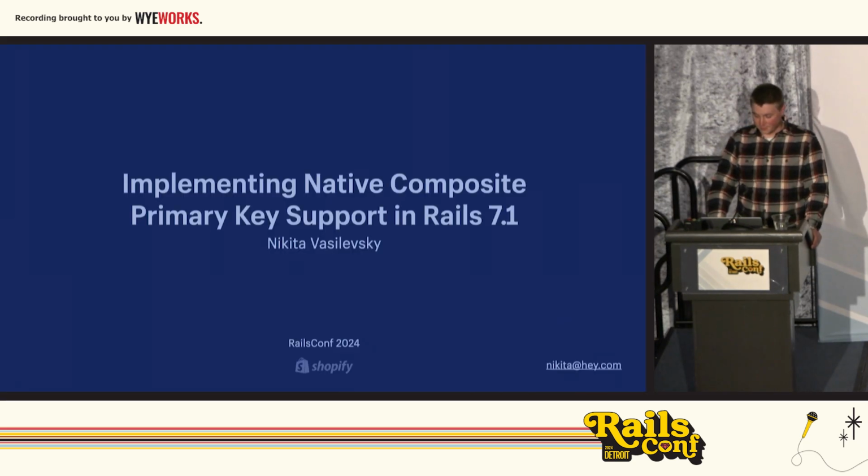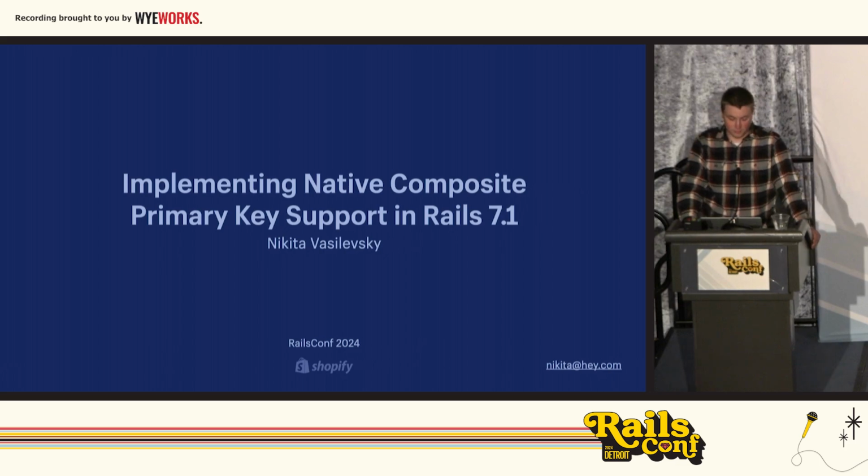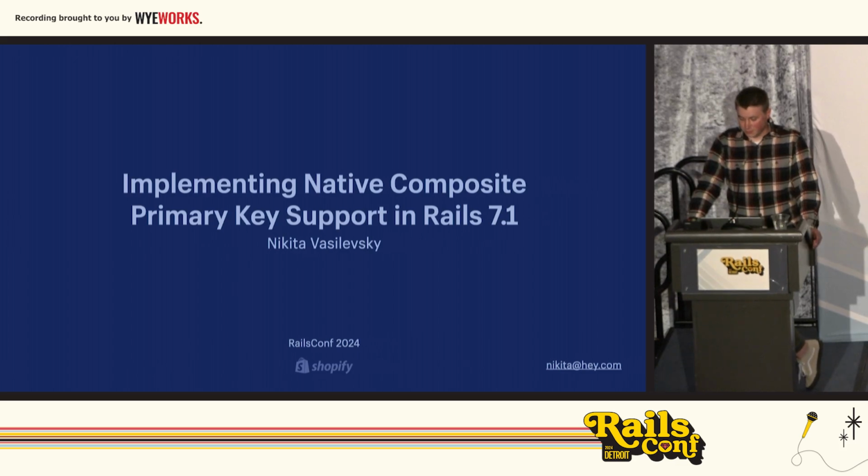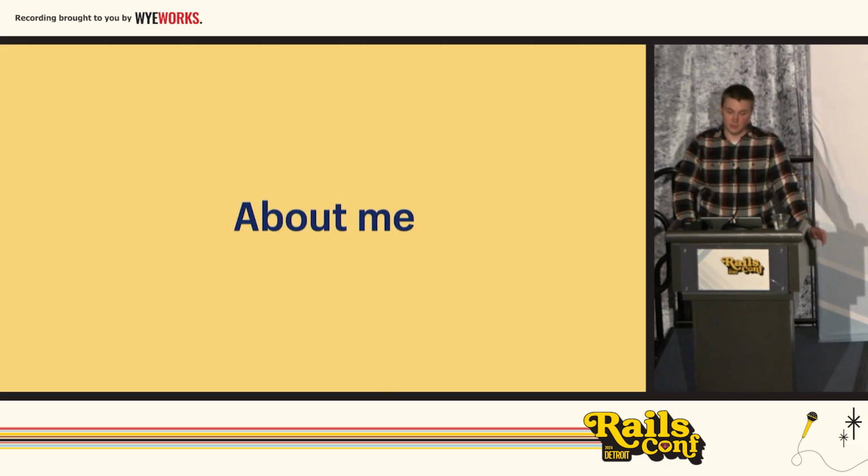So yeah, let's begin. Rails 7.1 introduces native support for composite primary keys. It's a feature that allows you to manage complex data relationships. In this talk, we'll explore what this feature entails, its practical applications, and show how it's used in real-world applications like at Shopify.